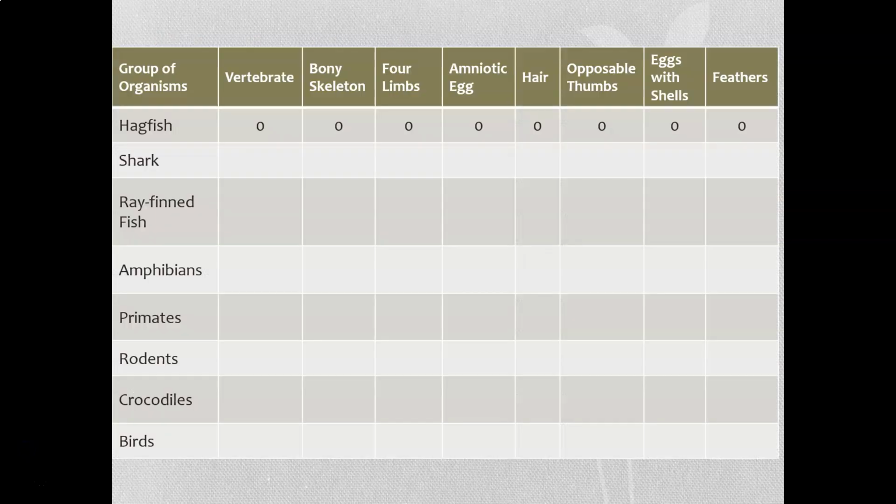So let's look at what this looks like and build a comparison table together. Here I have a group of organisms: a hagfish, a shark, a ray-finned fish, amphibians, primates, rodents, crocodiles, and birds. And to build this particular cladogram, we're going to use the derived characters across the top: a vertebrate, bony skeleton, 4 limbs, amniotic egg, hair, opposable thumbs, eggs with shells, and feathers. And if you look, we're including that hagfish because that hagfish has none of the characteristics that we're looking for. And so this is our outgroup.